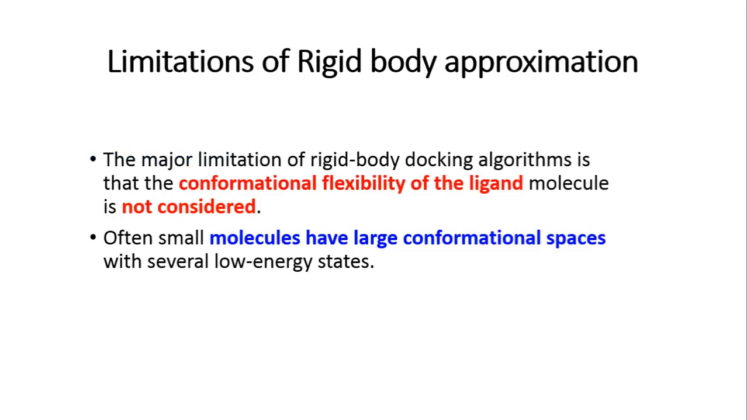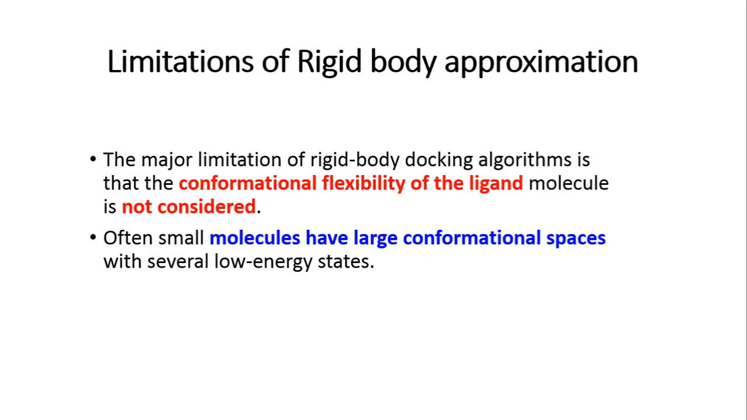Okay, now what are the limitations of this rigid body approximation? One of the major limitations of this rigid body docking algorithm is that it does not take into consideration the conformational flexibility of the ligand. Okay, so what I have told you is that when you use rigid body docking, you can only move or displace your ligand, or you can only rotate your ligand as a whole, right? So the thing is that these ligands have inherent flexibility in the molecule.